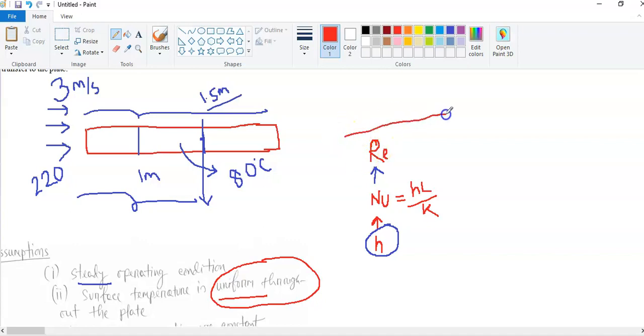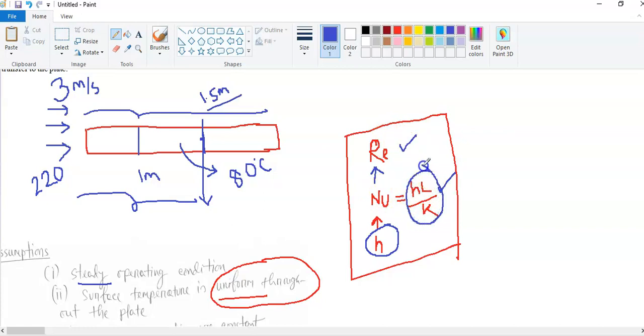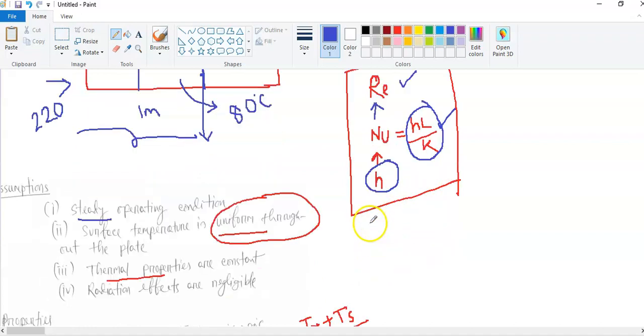So this is the overall flow chart. We are going to follow this for the first part of this problem. At first we will calculate the Reynolds number, then we will calculate the Nusselt number from the correlation, and then we will write that value equal to h_x L over k. L, the distance, is 1 meter, thermal conductivity we know from the properties, then we will get h_x. And that's the first part of this question. So let's go.